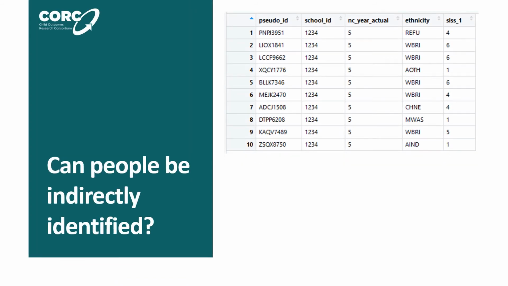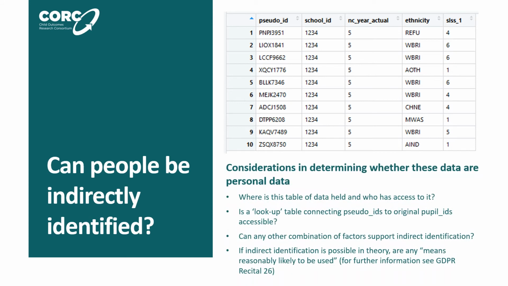This table is one of our previous examples of data that are commonly understood to be anonymized, since it doesn't contain any fields that directly identify people. There is often uncertainty about whether data like this would fall under the definition of personal data. To determine whether these data are personal data, we would need to assess whether people can be indirectly identified. This is not always obvious, and may not be apparent from looking at the data in isolation. It's likely to require further investigation, with attention paid to the context in which the data are held.